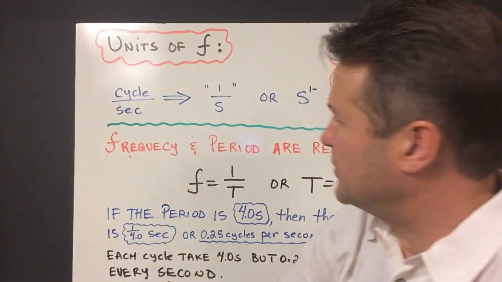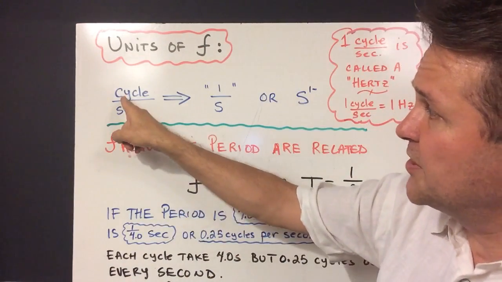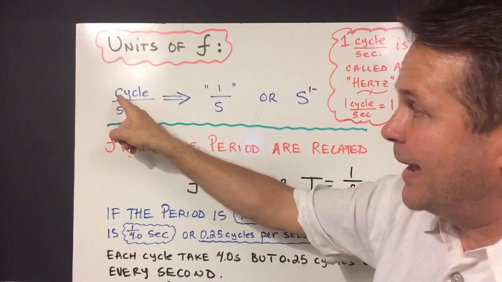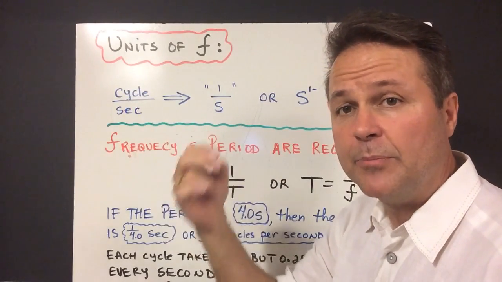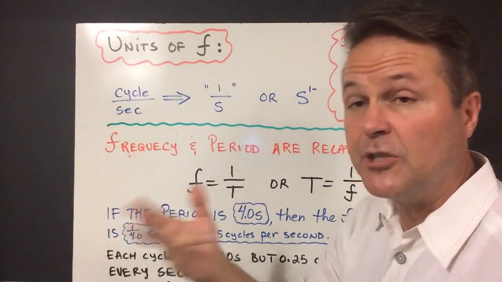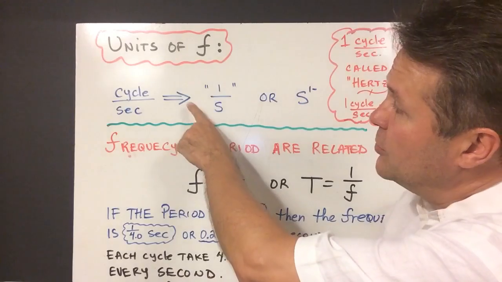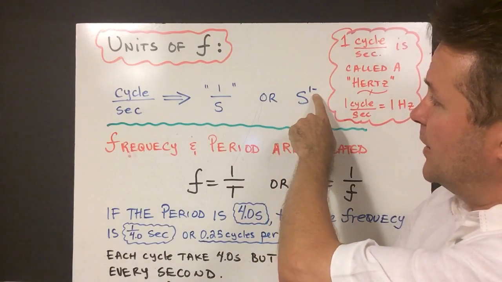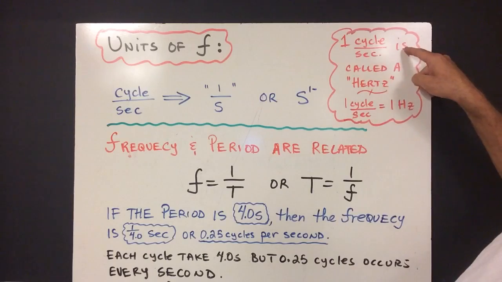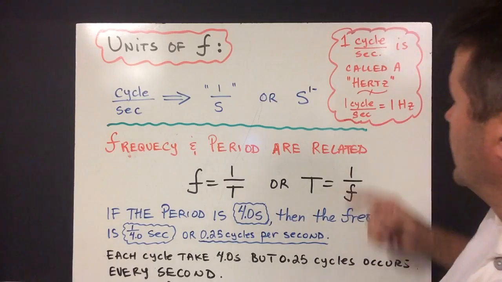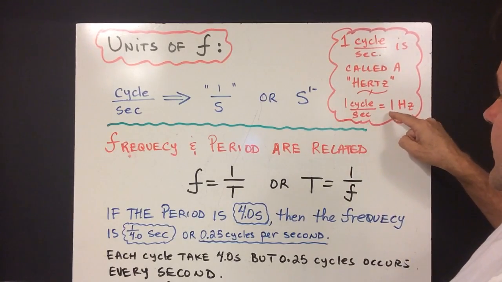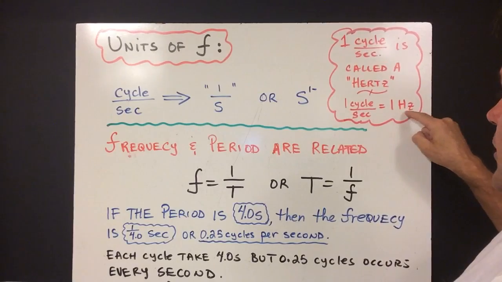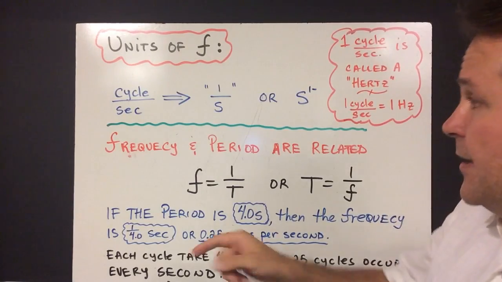So units of frequency, more of a review of what I just talked about. Cycles per second. So anything could be the cycle. It could be beats. It could be bounces. It could be swings. The unit would be 1/second, or second to the -1. 1 cycle per second is also called a hertz. 1 cycle per second is equal to 1 hertz. H, small letter z.